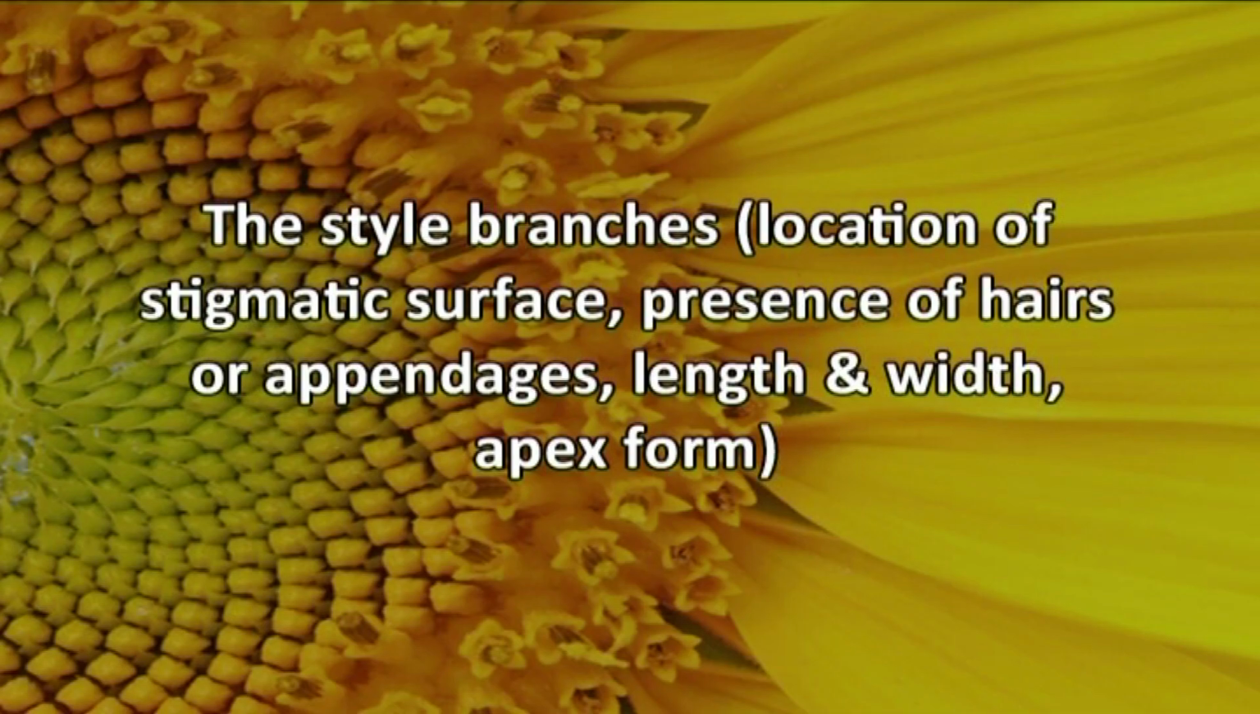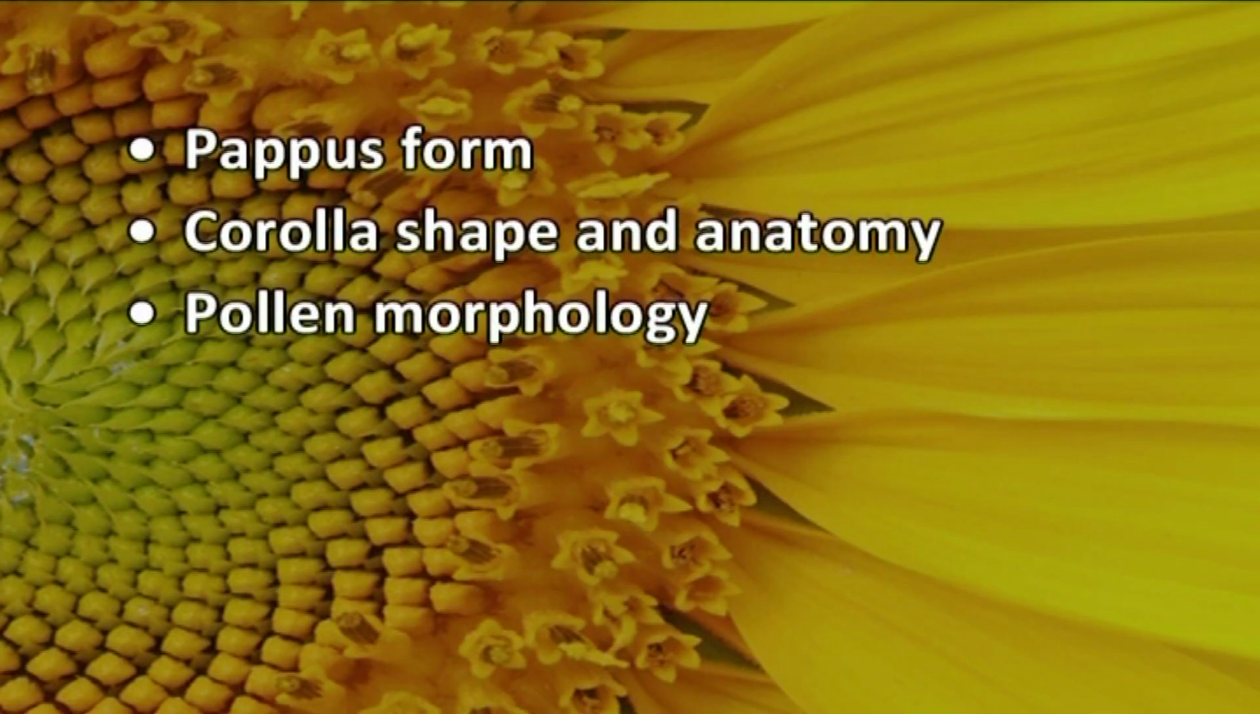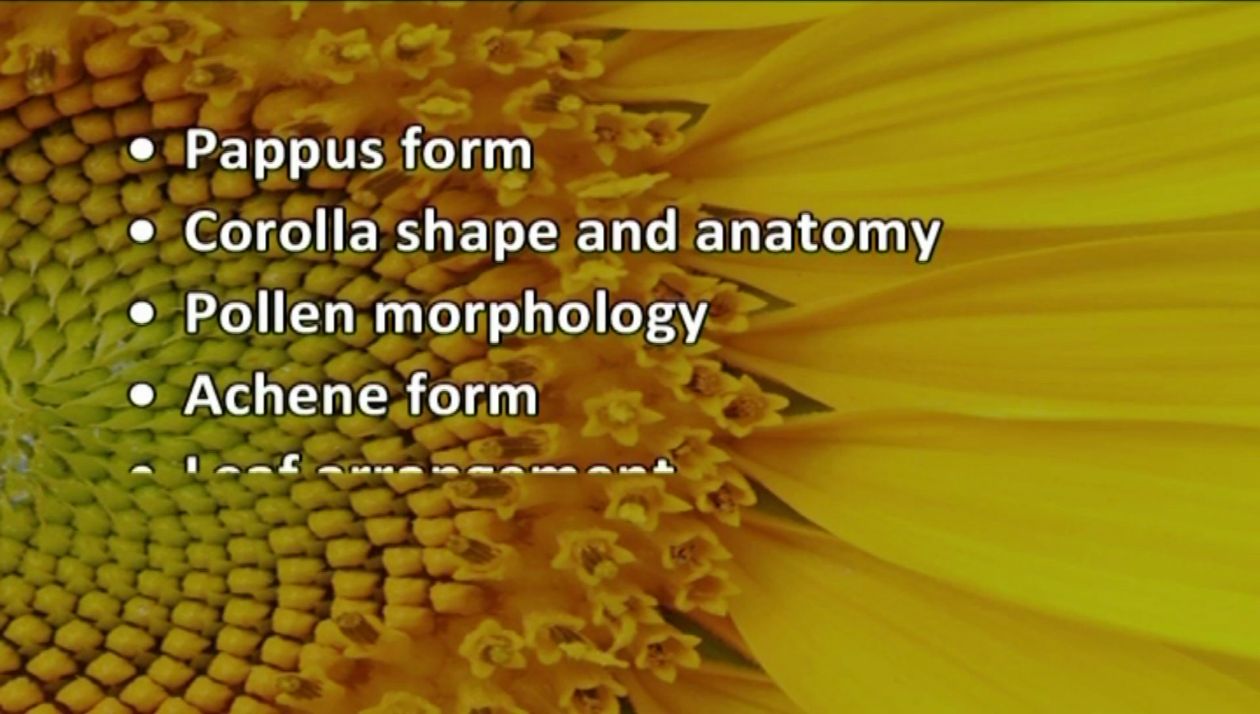Also, characters like pappus form, corolla shape and anatomy, and also pollen characters, the morphology of pollens, and the fruit characters, achene form, and the leaf arrangement have been prominently used in the tribal classification.